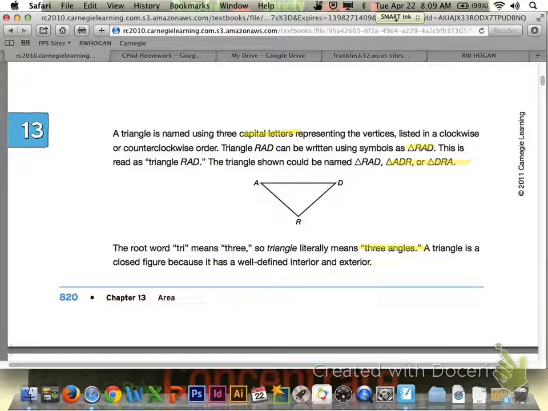Again, some things that you may have heard before as far as triangles go, but remember it's very important to understand the why and the breakdown of why we do what we do and why things are named what they are, in this case the geometric figures that we'll see moving forward.